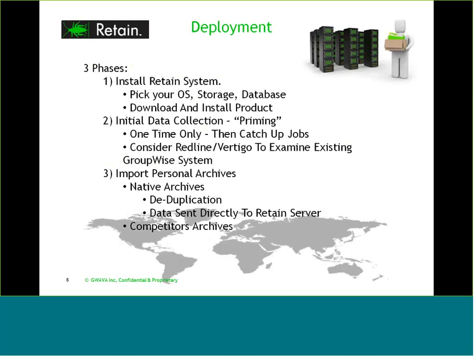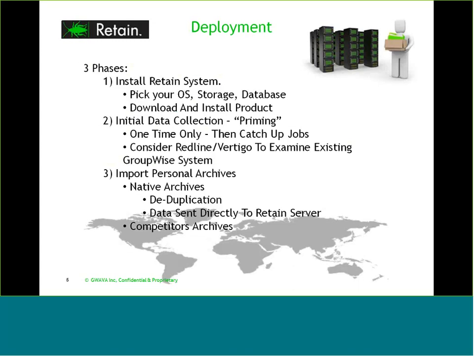Point number 2, the first thing you do is your data collection. You're doing 100% of your post offices. You have 5 post offices, 200 gigs each. Well, that first job that we do is we're going to get 100% of your data into Retain, and then moving forward, we're going to use those catch-up type of jobs.